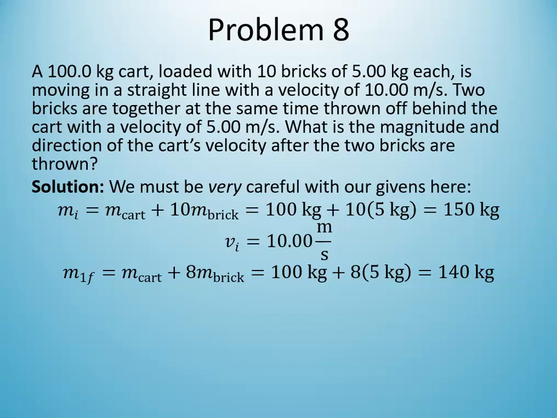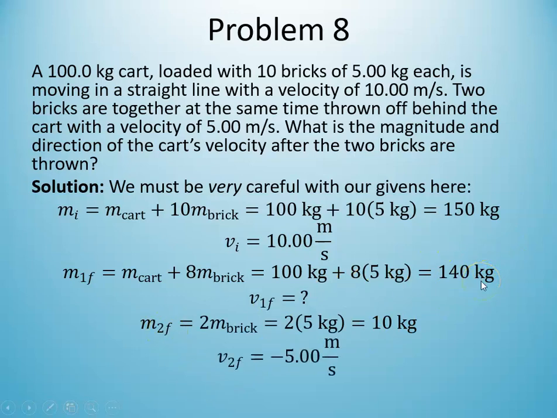So instead, I'm going to say that initially I have one object of a certain mass, the mass of the cart plus the mass of 10 bricks, which turns out to be 150 kilograms when you add them all together, going at a known initial speed. This works because they're all going at the same initial speed in the same direction. And at the end, we have basically 2 separate objects. We have the cart plus 8 bricks that are left over, and then we have the 2 bricks that have been thrown off at that known velocity. And notice that's a negative because they were thrown backward.